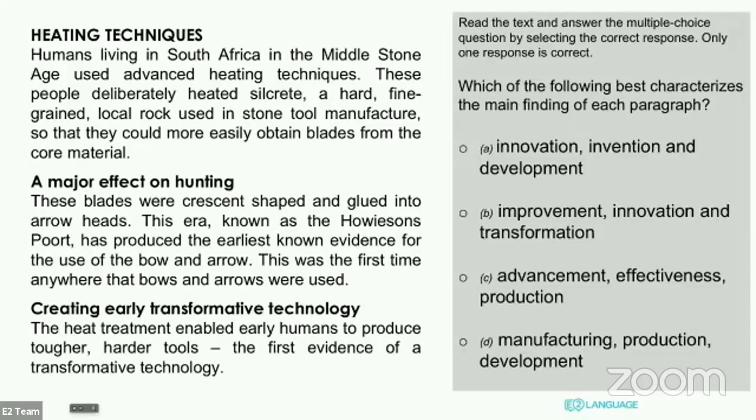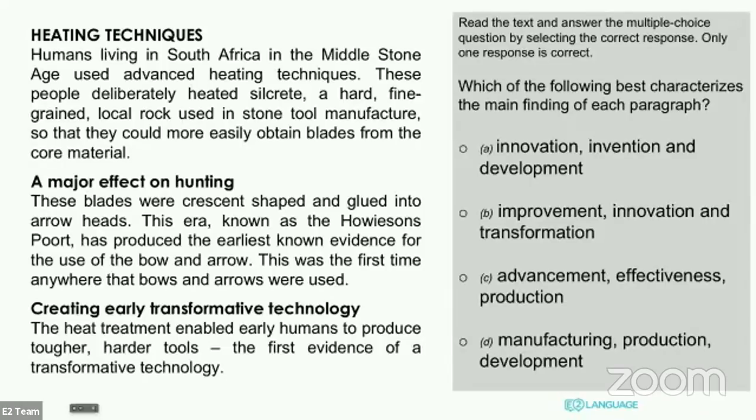Let's read this one. It says, these blades were crescent shaped and glued into arrowhead. This area, known as the Howiesons Poort, has produced the earliest known evidence for the use of the bow and arrow. This was the first time anywhere that bows and arrows were used. So that, to me, said that that was an invention. This paragraph here could best be characterized by the word invention. Innovation, possibly, not effectiveness, not production. So this word here, invention, got that for me.